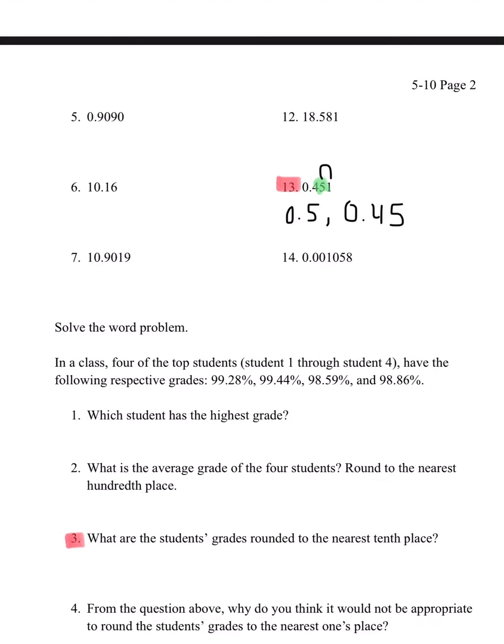Lastly, it says solve the word problem. I'm going to be going over number 3 with you guys for this one. So let's first read the word problem. It says, in a class, 4 of the top students, student 1 through student 4, have the following respective grades: 99.28%, 99.44%, 98.59%, and 98.86%. Number 3, it tells us, what are the students' grades rounded to the nearest 10th place? So I'm going to be highlighting each, so it's easier to know which number I will be doing.